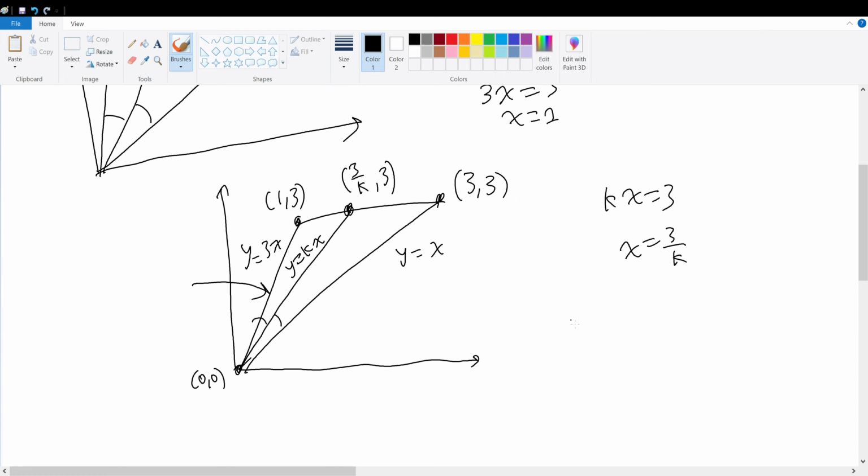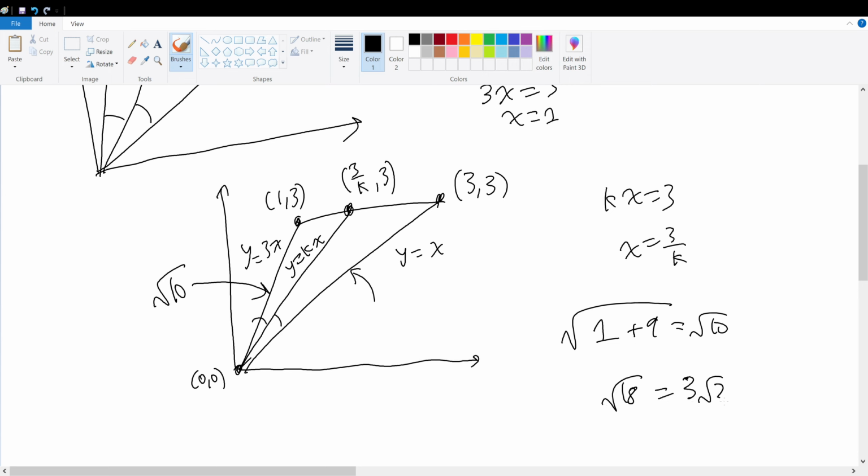Well, that's just the distance formula of 2 points, which is 1 minus 0 squared, which is 1, 3 minus 0 squared is 9, plus 9 gives root 10. So this side length is root 10. But what about this side length right here? That would just be, well, we have 9 plus 9, so we have root 18, which is equal to 3 root 2. So this is 3 root 2, and let's call this c, right?